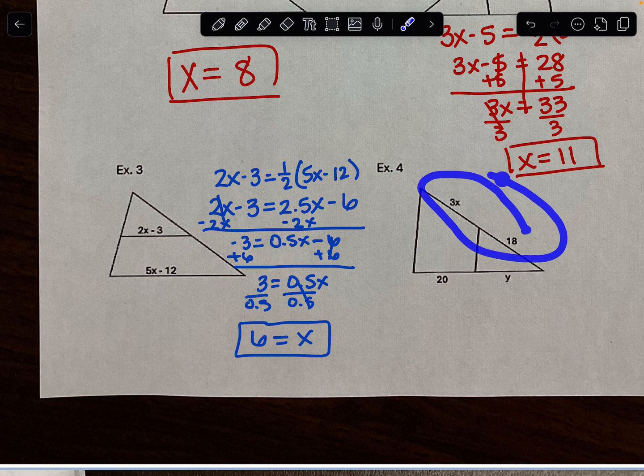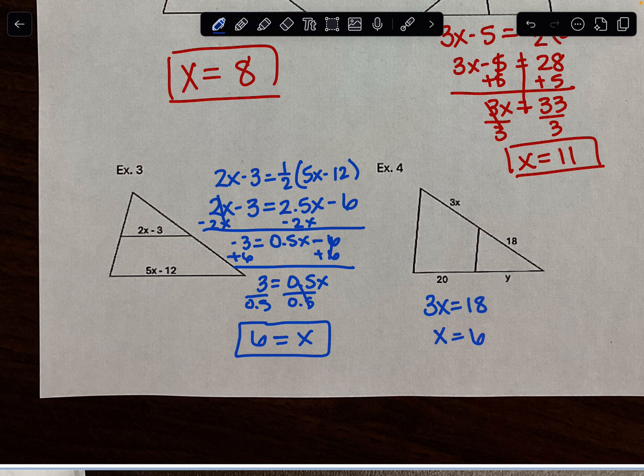So how can I solve for x? 3x is equal to 18. So x is going to be equal to 6. Okay? Same thing on the other side. What do I know about 20 and y? They're equal. So y is just equal to 20.